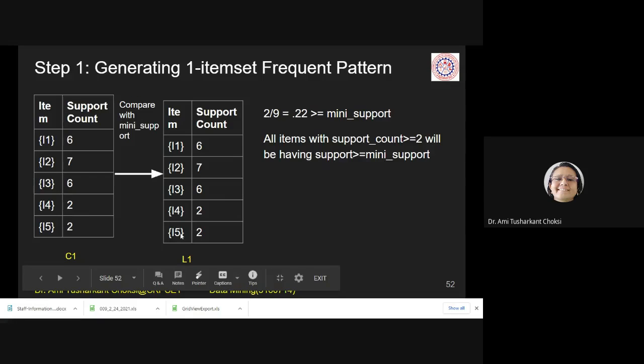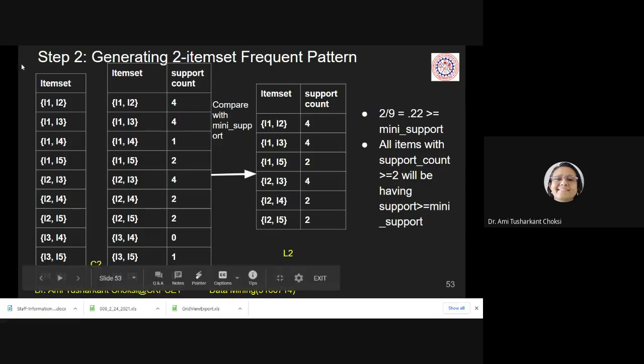I'm moving the mouse, so you can understand it. Let me tell it once again: I1 I2, I1 I3, I1 I4, I1 I5, I2 I3, I2 I4, I2 I5, I3 I4, I3 I5, I4 I5. These are the items in candidate set 2, that is, the two item sets.